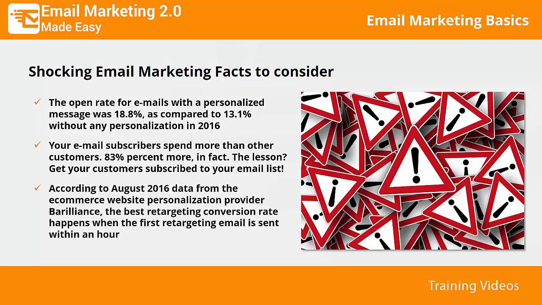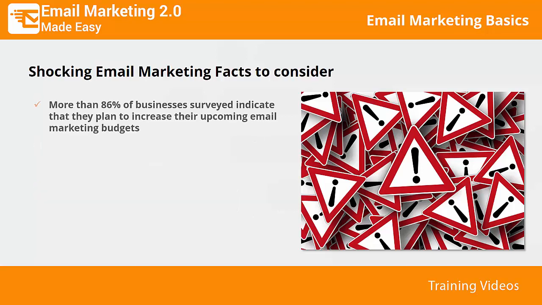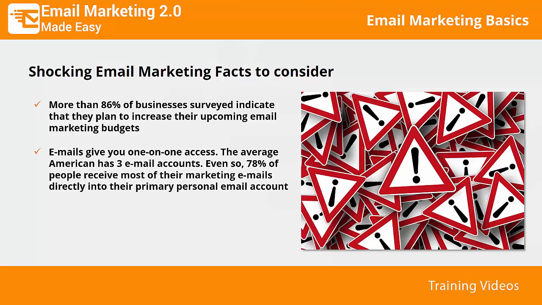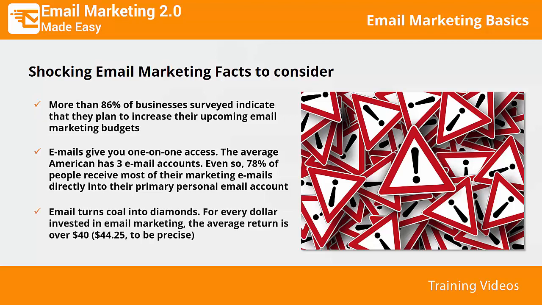According to August 2016 data from the e-commerce website personalization provider Brilliance, the best retargeting conversion rate happens when the first retargeting email is sent within an hour. More than 86% of businesses surveyed indicate that they plan to increase their upcoming email marketing budgets. Emails give you one-on-one access. The average American has 3 email accounts. Even so, 78% of people receive most of their marketing emails directly into their primary personal email account. Email turns coal into diamonds. For every dollar invested in email marketing, the average return is over $40, $44.25 to be precise.